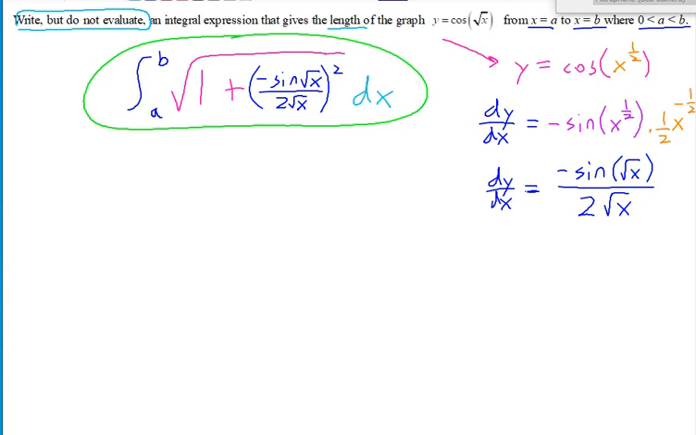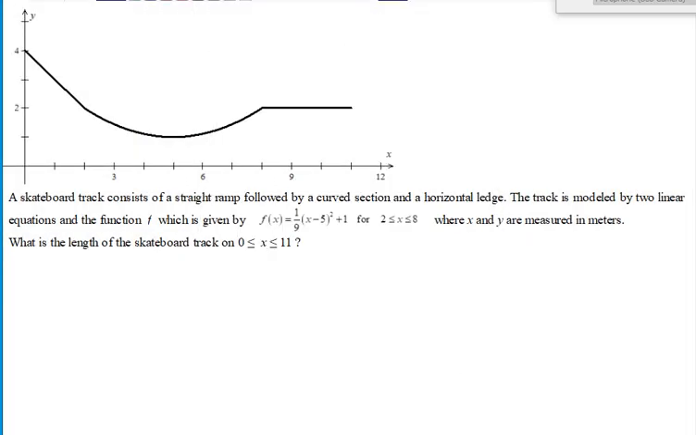All right, let's take a look at one more. This one we'll use our graphing calculator on. So sometimes they might apply arc length to an applied problem like this one here. So here it says we've got a skateboard track that consists of a straight ramp. Okay, so here's the straight ramp here, followed by a curved section. Here's our curved section right here, and then a horizontal ledge right there.